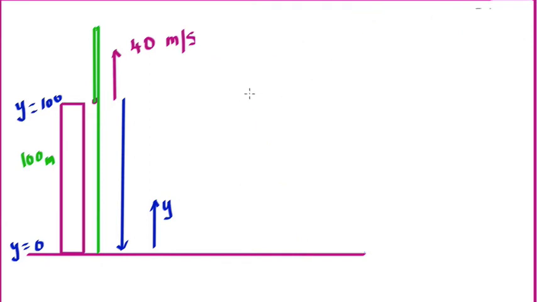Now let's break up the problem into different parts just for the fun of it. So while going up from here to the highest point, what do we know about the highest point? At the highest point, the velocity is 0. So v is equal to u plus at, because I'm still taking up as positive, 40 minus 10t. Therefore, we get the time taken for it to reach the highest point is 4 seconds.